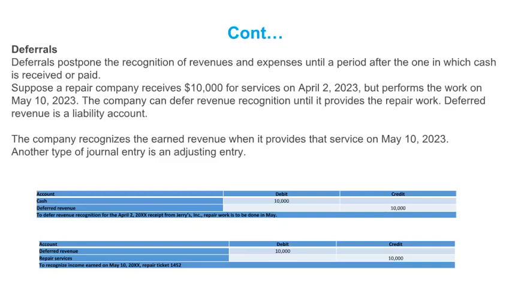Another type of journal entry is an adjusting entry. The example of deferrals is given for the idea by analyzing why cash is debit and deferred revenue is credit with amount $10,000 when the transaction is done, but when the amount is earned, the debit and credit entries are different, that is, deferred revenue is debit and repair services is credit with amount $10,000.